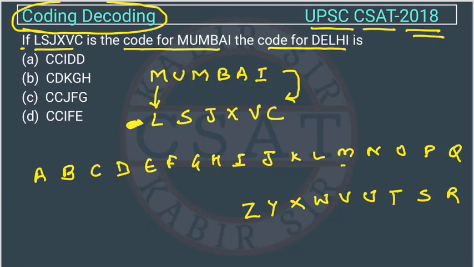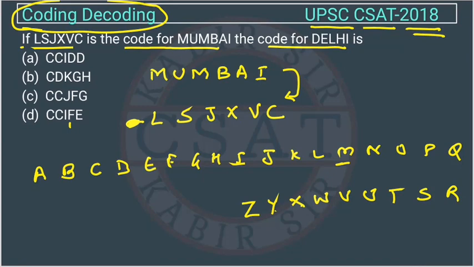Now we will see M is getting converted into L. M is here, and M is getting converted into L. L is before M, so we are going one step backward. So this will be -1. Because we are going backward, that's why minus, and at the first position. So that's why -1.